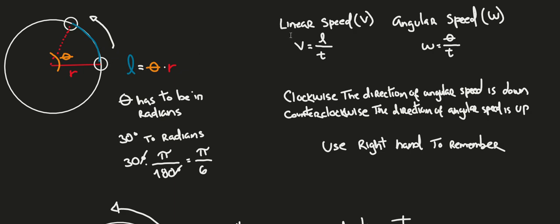If we need to calculate the speed of an object that is moving in a circular motion, we can either calculate the linear speed or the angular speed. To calculate the linear speed, we need to divide the length, or the blue line that we have in here, over time. And to get the angular speed, we divide the angle over time.